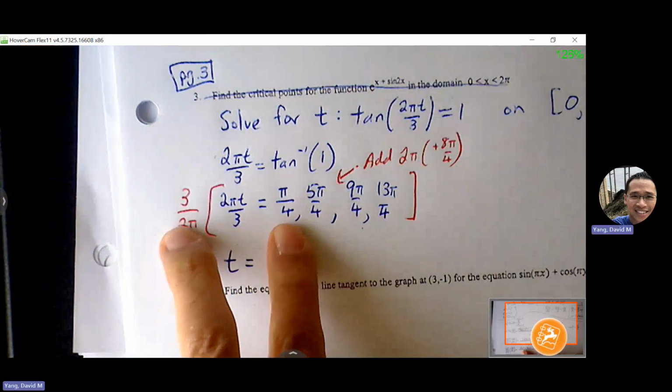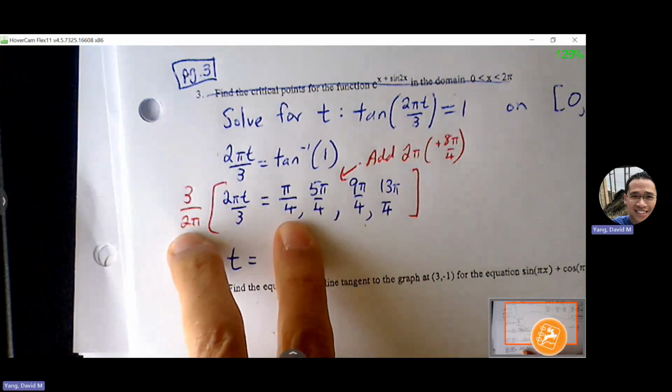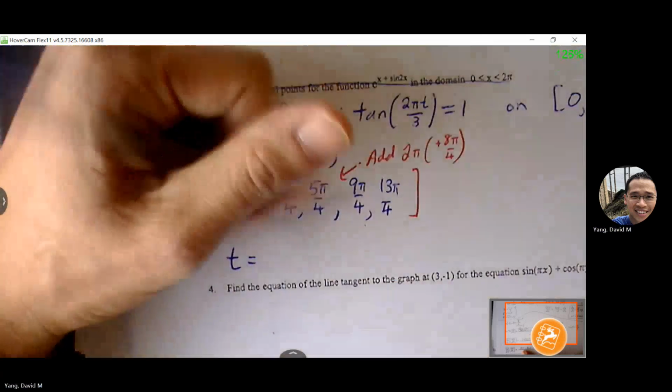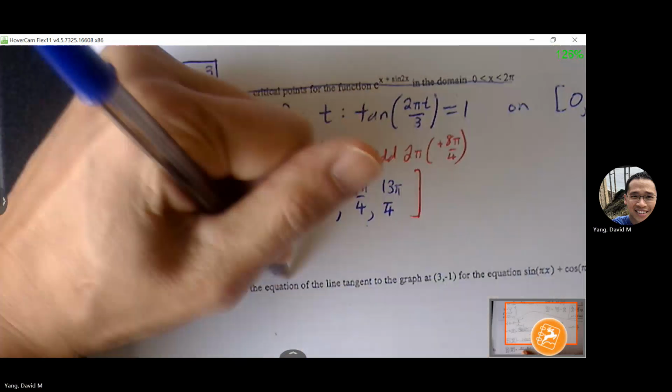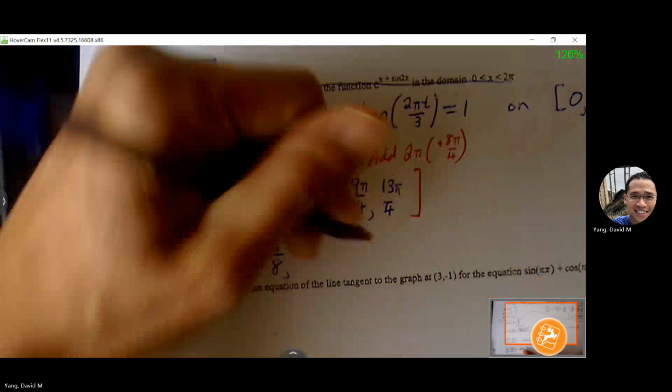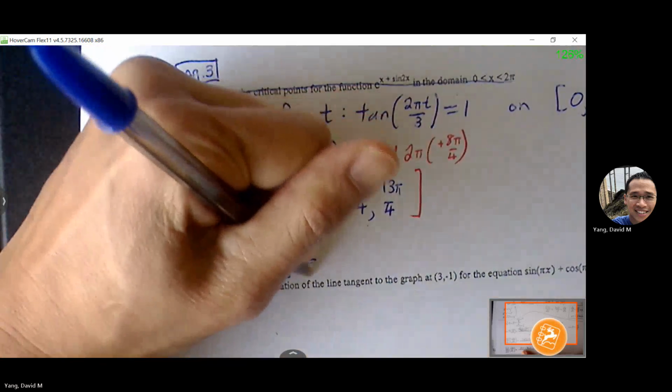So let's multiply this out. What do we get here? 3 over 2 pi times pi over 4, what does that become? 3 over 8, yep. The pi's cancel out. 3 over 2 pi times 5 pi over 4 becomes 15 over 8.